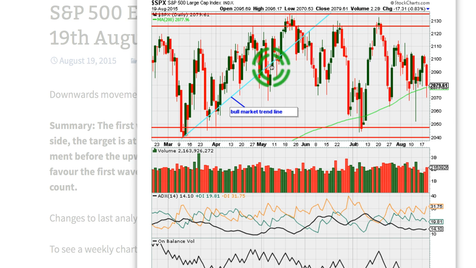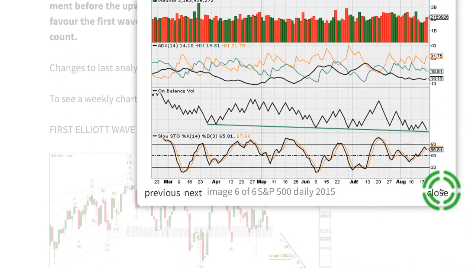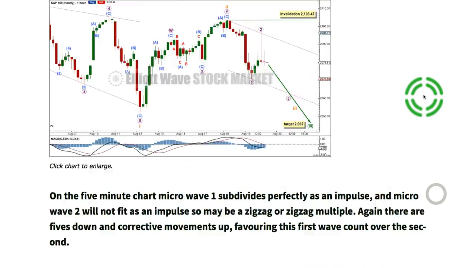That bull market trend line tells us the market has changed from bull to bear, and that's contradicted by volume, but I think this piece of analysis is the strongest piece of analysis on this chart and trumps the volume, confusing indicator. But the picture is a little bit unclear.